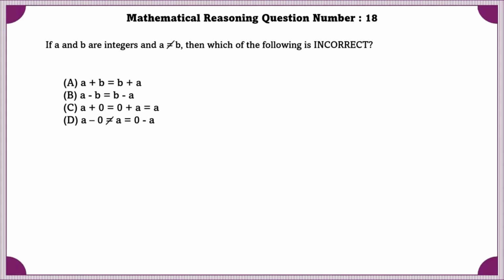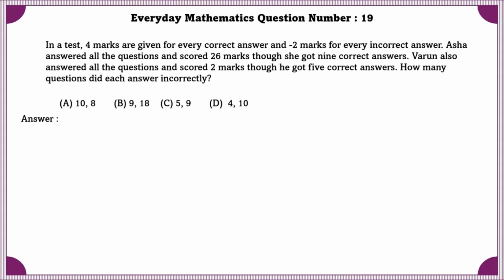Mathematical reasoning question number 18. If A and B are integers and A is not equal to B, then which of the following is incorrect? Here in the B option, A minus B is equal to B minus A. This is false because subtraction does not follow the rule of commutative property. And the rest all options are correct. So the B option is the false option.